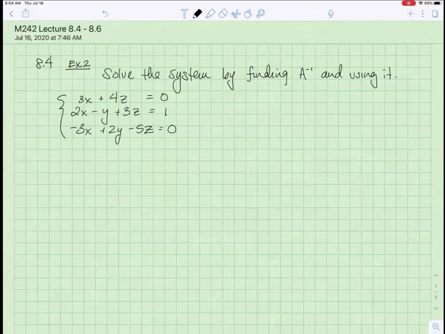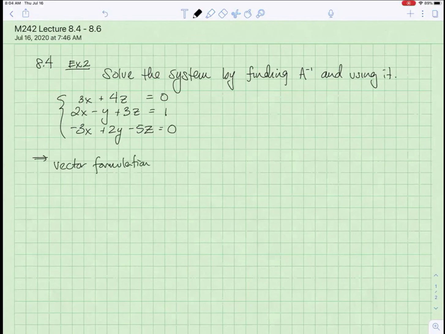So for a second example in 8.4, we're going to solve the following system by finding the inverse of the coefficient matrix, A inverse, and using it to solve the system. So let's take a look at that. The first thing that we need to do is write the vector formulation. So what is our vector formulation here?